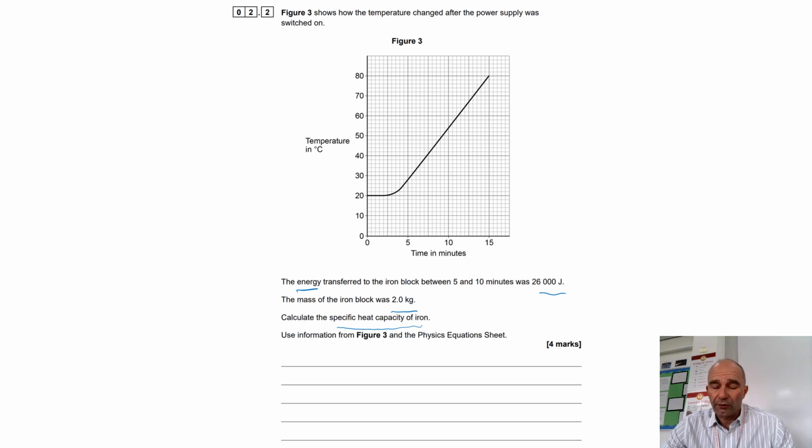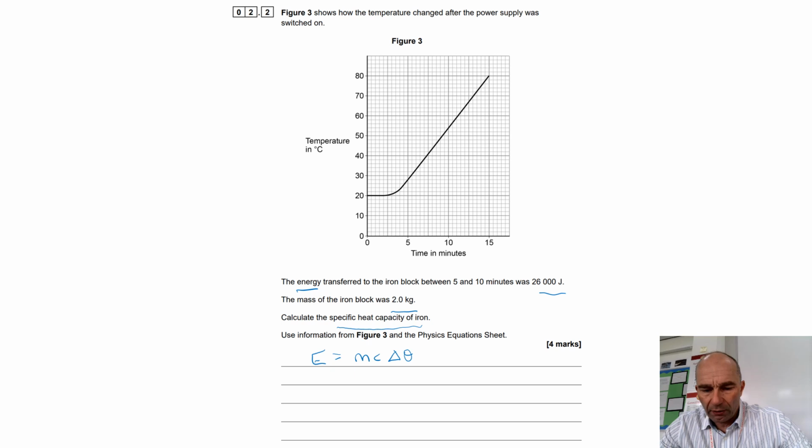So this is where you will need to use the equations sheet, because this is using our specific heat capacity formula. So if you remember, that is energy, E equals mc delta theta. So that is energy transferred is mass times the specific heat capacity multiplied by the change in temperature. Now we've got the energy provided, we've got the mass, we've got to calculate the specific heat capacity. Now the reason this is worth 4 marks is because we need to use the graph. We've got to work out what the temperature change actually is.